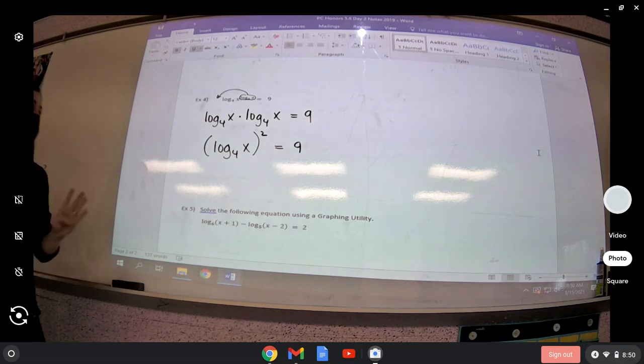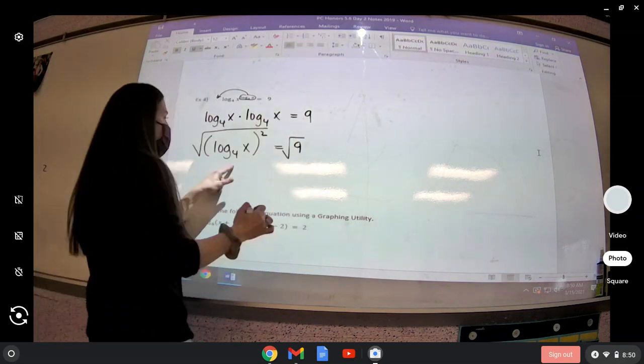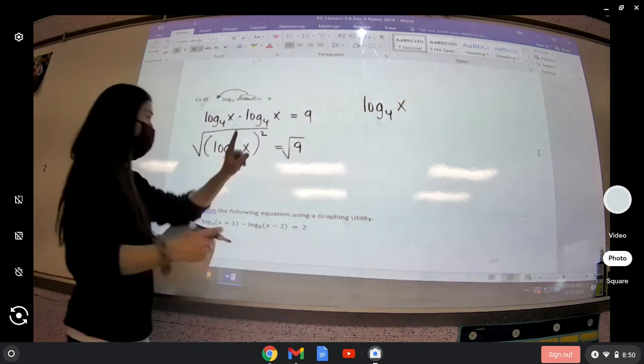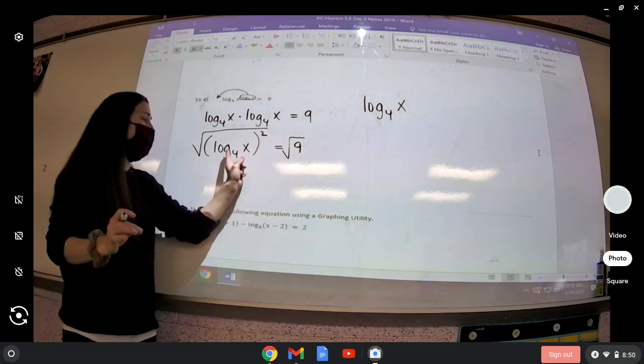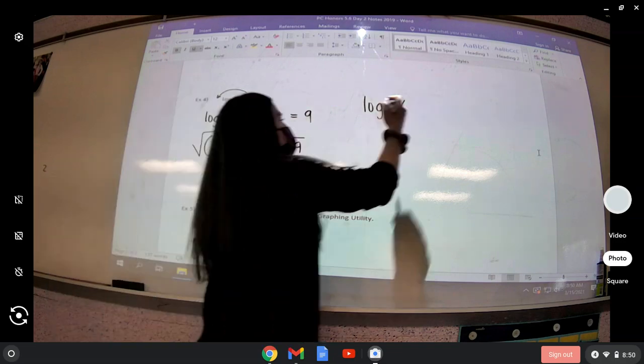And now how do we unsquare things in math? We can square root both sides, and we're going to get log base 4 of just x. Now I've gotten the whole problem down to just one log base 4 of x equals... When I take the square root of this, it'll create two versions of that, plus or minus 3.